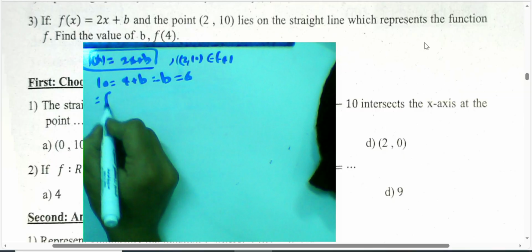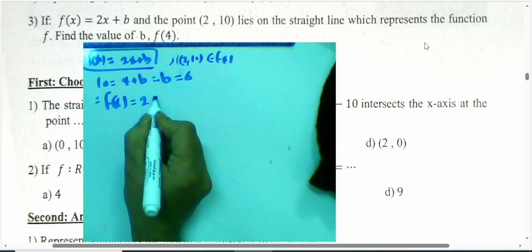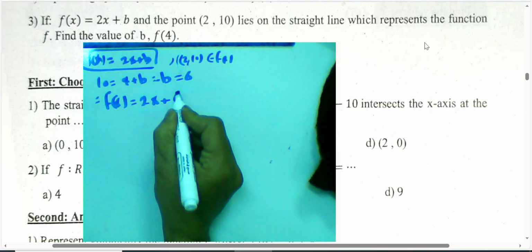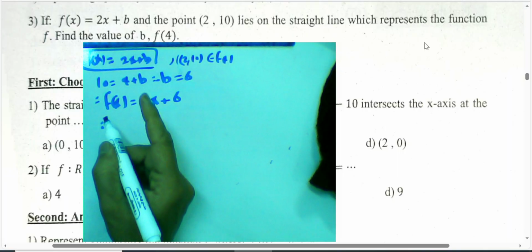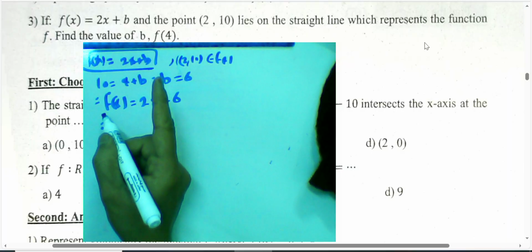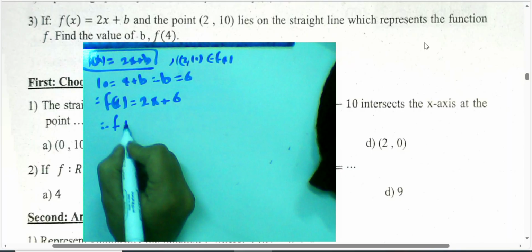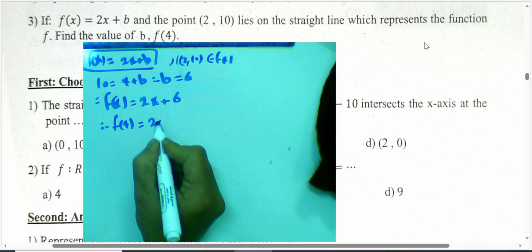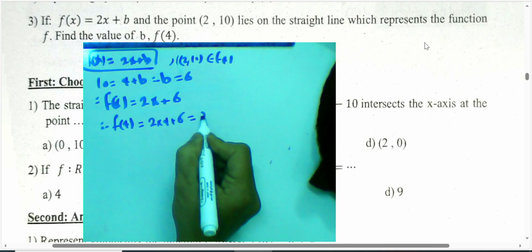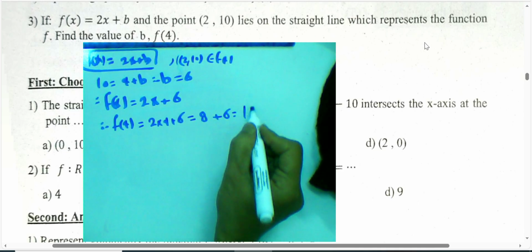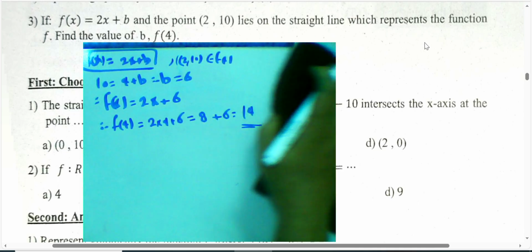Okay, then the function f of x will be equal to 2x plus b. B was 6. We want to find the value of the function when x equal 4. F of 4 equal, what, x equal 4? 2 times 4 plus 6. 2 times 4, 8. 8 plus 6 equal 14. Then the answer will be 14.